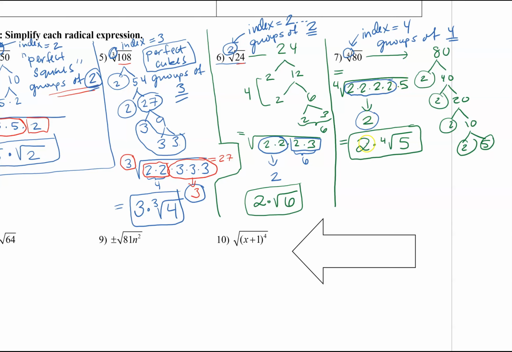That goes outside of the 4th root and it's a 2. And then we only had a single factor of 5 on the inside, so that has to stay under our 4th root. Don't forget to write your index, by the way. Because if you forget to write the index, remember we understand that to be a square root, but this is a 4th root. So it's got to be 2 times the 4th root of 5.